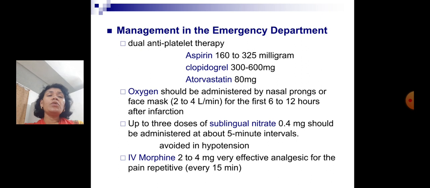Up to 3 doses of sublingual nitrate 0.4 mg should be administered at about 5-minute intervals to relieve the pain, but if there is hypotension, they should be avoided as they can precipitate shock. IV morphine 2 to 4 mg is a very effective analgesic for the pain and can be repeated every 15 minutes, but BP should be monitored.